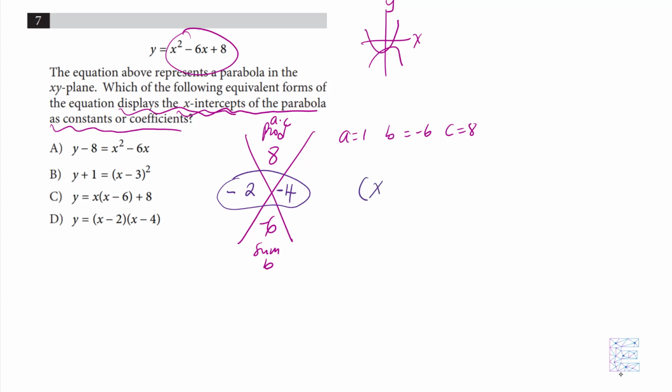And we can write this as (x - 2)(x - 4). So this is called the factored form. This is the factored form of this quadratic equation, and as you can see, that makes D the answer to this question.